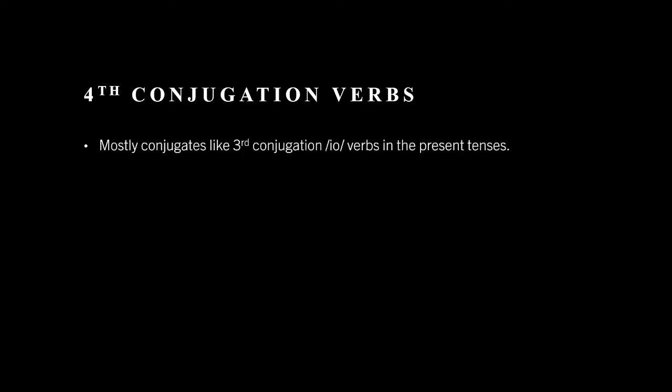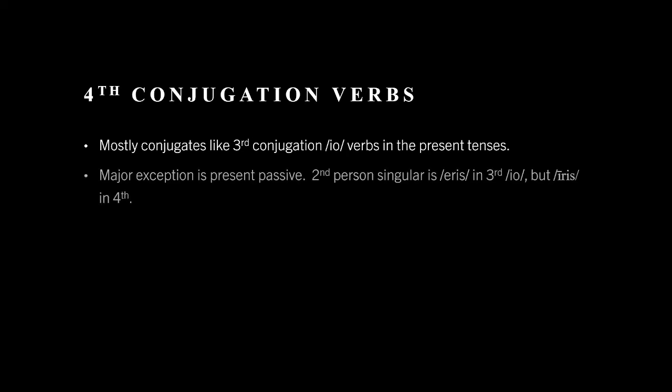Okay? So when you conjugate, it's going to mostly look like third conjugation IO. You take off the O, there's an I left, and you add the endings: o, s, t, mus, tis, nt, or ebam, ebas, ebat, or amus. Okay? Nothing's going to change there. There's one major exception in the present passive, because in third IO and third, the second person singular was eris. But in fourth, it's iris.